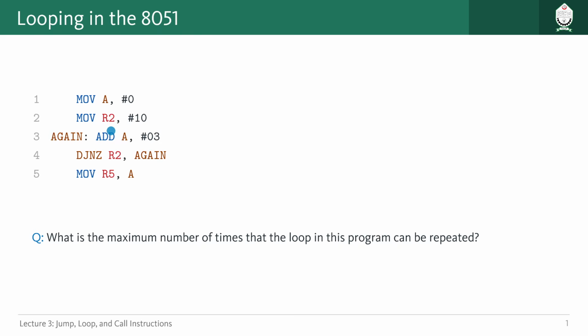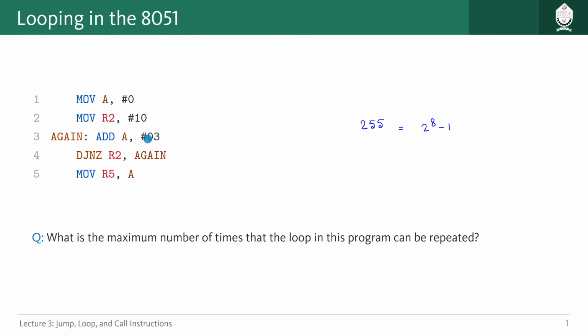So I think the normal answer should be 255, because an 8-bit register has the maximum value of 2 to the power 8 minus 1, which is equal to 255. So the maximum value we can save inside these 8-bit registers is 255. So if you start from 255, this particular instruction can also be executed 255 times.